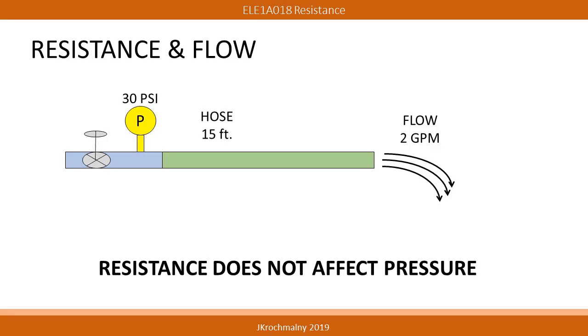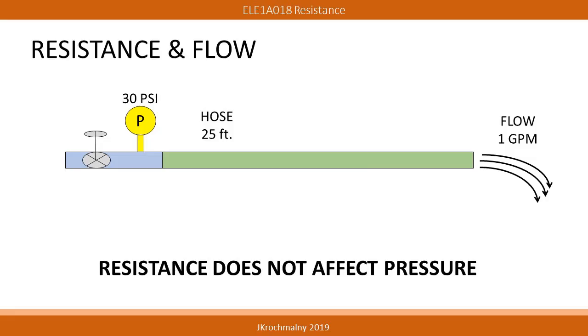If we lengthen the pipe from 5 foot to 15 foot in length, we see a decrease in the flow rate from 3 GPM to 2 GPM. This decrease is due to the pipe's internal resistance to the flow of the fluid. Notice that an increase in resistance results in a decrease in flow rate. Notice also that the pressure on the fluid remains the same, about 30 psi.